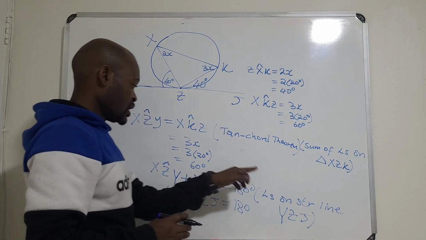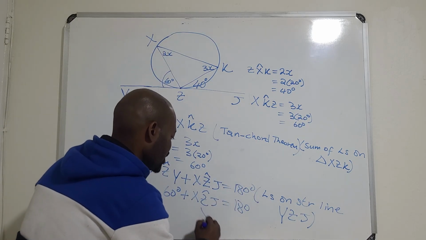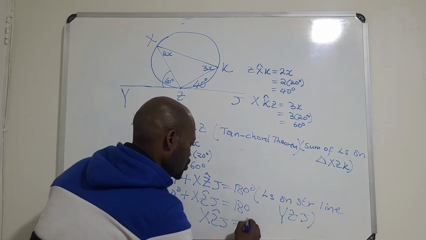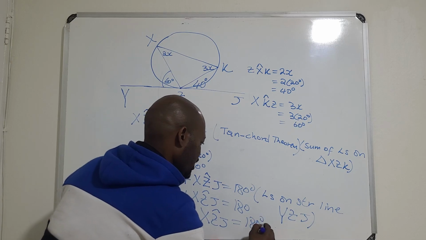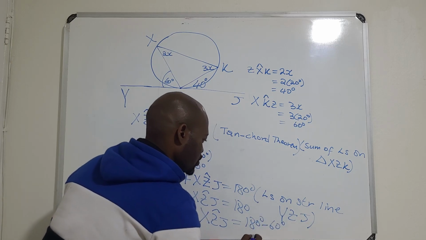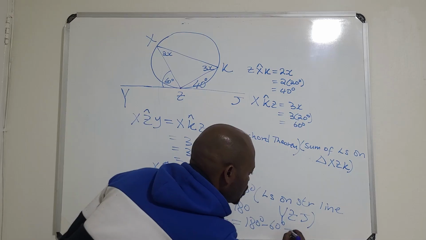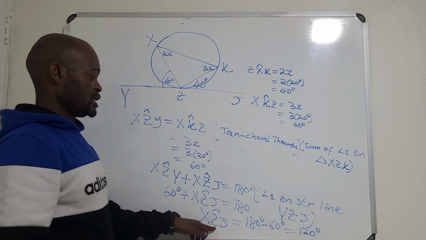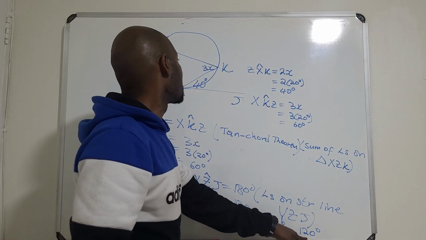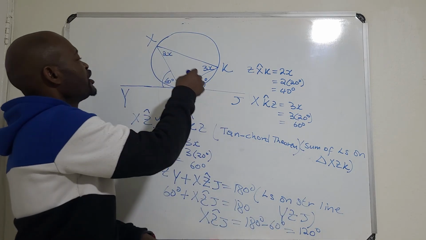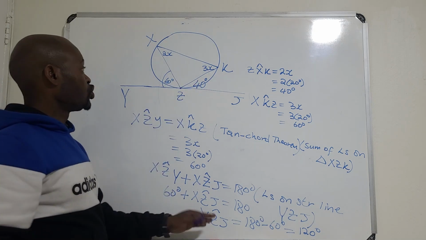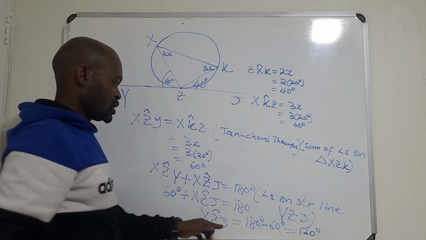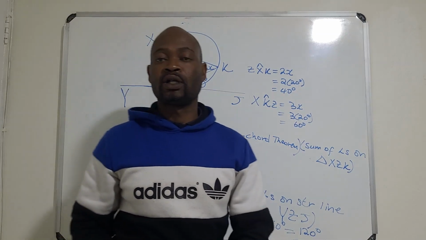I take this to the other side, it becomes angle XZJ is equal to 180 minus 60 degrees, which is equal to 120 degrees. Therefore, angle XZJ is equal to 120 degrees, of which we have used another way to show that this angle is equal to 120 degrees.